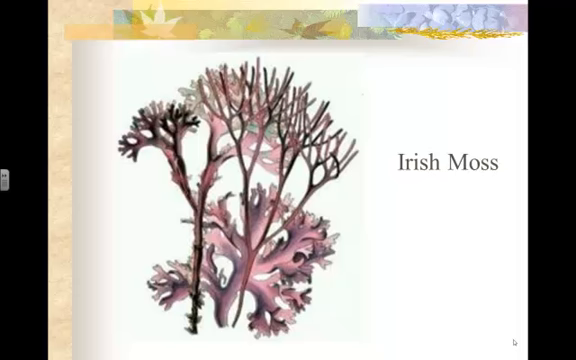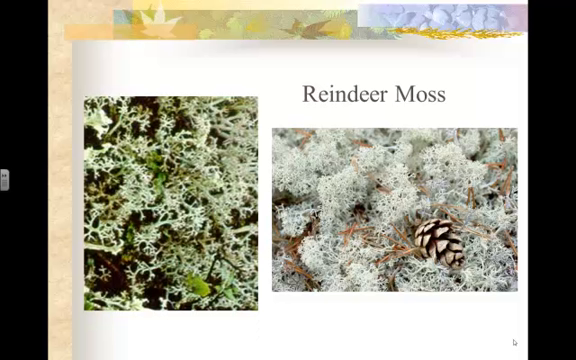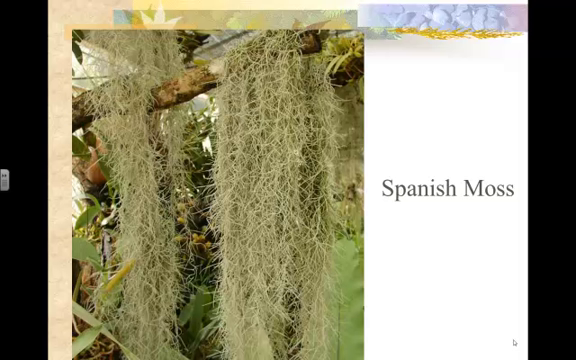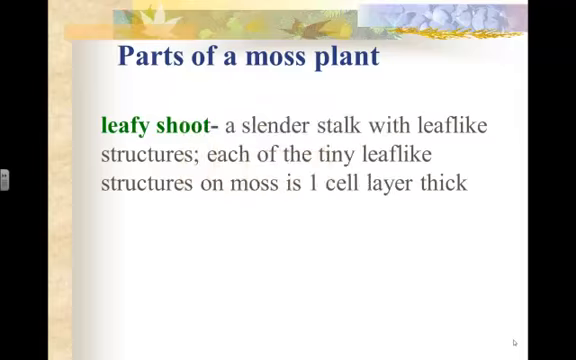So here's what they look like. Irish moss. Reindeer moss. If you go out in the woods, you should be able to find reindeer moss very easily. And then down in the southern division, the coastal, you would see the Spanish moss. Not moss. Now you need to know what are the parts of a moss plant. If they don't have roots, stems, and leaves, then what do we call these parts? Well, they have a leafy shoot. The leafy shoot is the part of the moss that is above the ground.